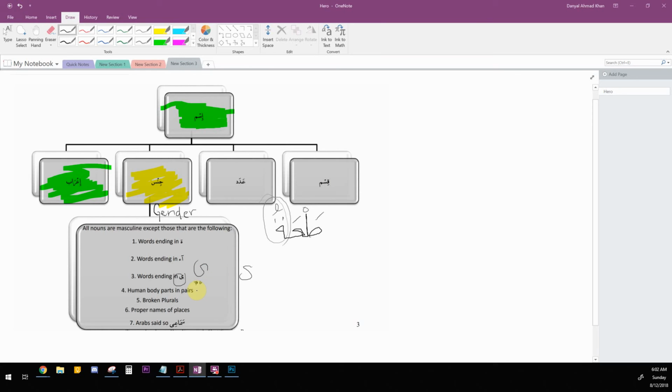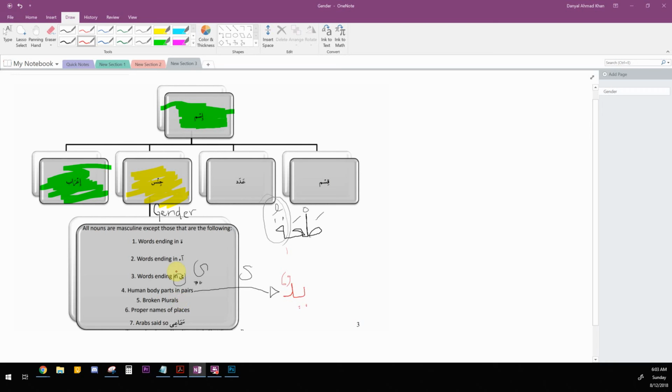Okay. Next up, we have body parts in pairs. Any body part in pairs, like your hands or your eyes, yadan, aynun, they will always be referred to as feminine, even if you are only referring to one. So even if you're talking about one hand, it doesn't matter. It can be treated as a feminine noun.